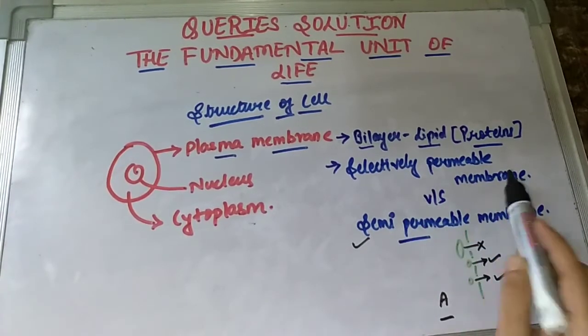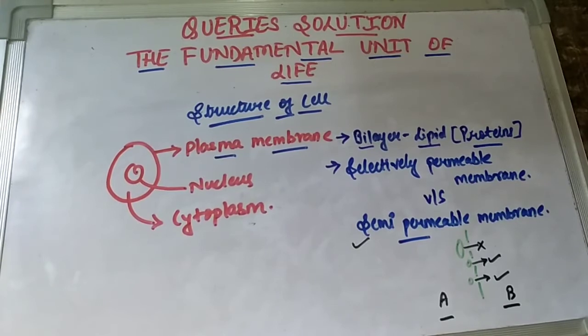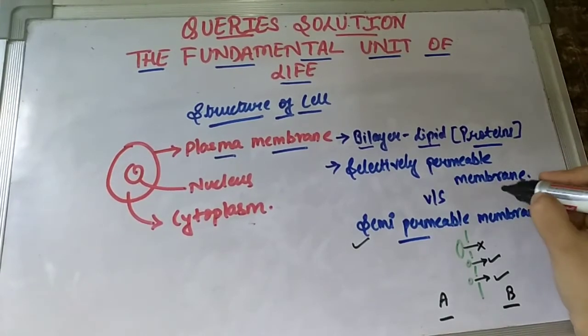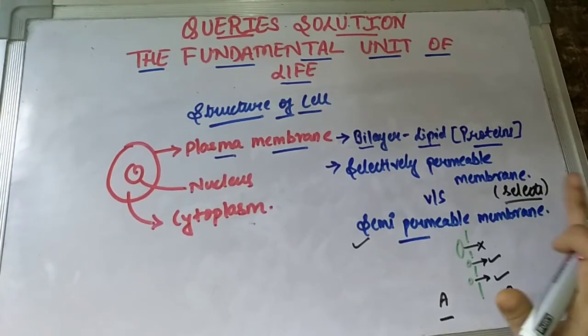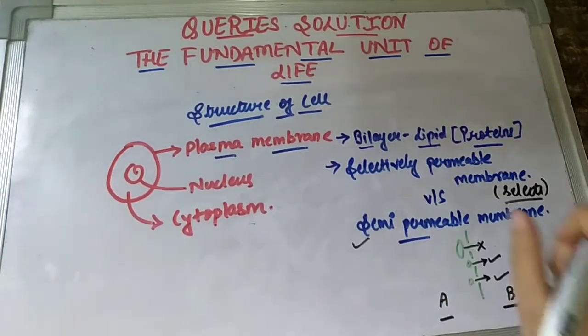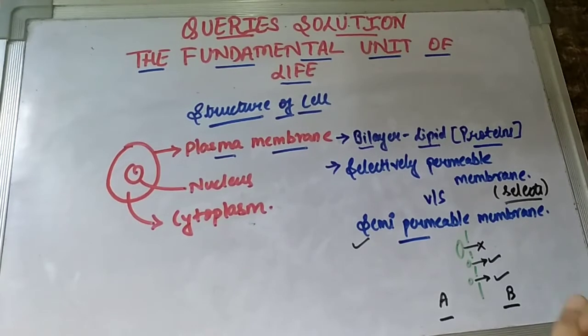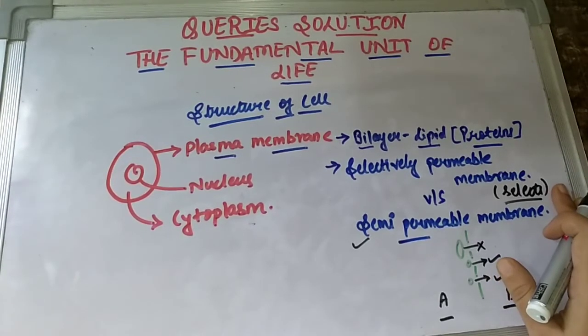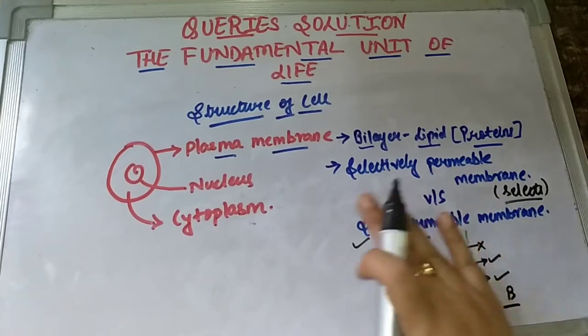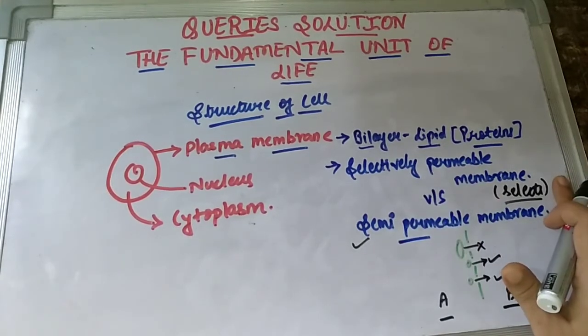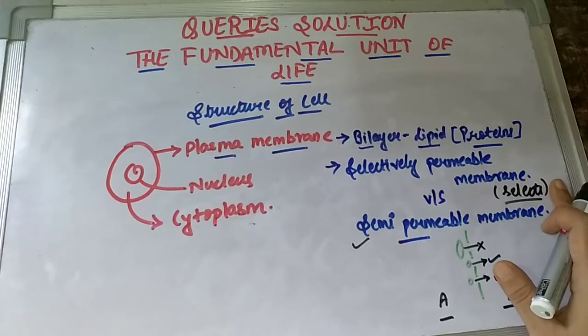So what do we mean by the term selectively permeable? Selectively permeable means the membrane selects the substances for its movement. Whatever substances it requires, it will take in. Whatever substance it does not require, it will take out. So there are many channels, children. Again, we don't need to discuss all of them in detail, but for an introduction with respect to grade 9, you should know how the plasma membrane selects the substances. It selects the substances first of all based on its requirement.